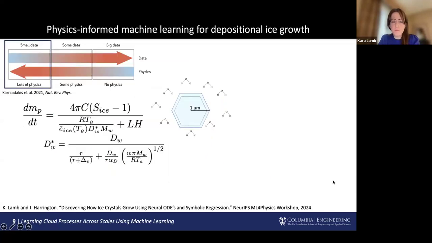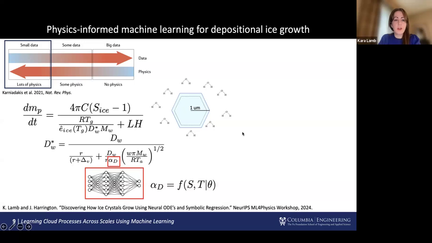And so since we think we have a pretty good understanding of this model and we don't have a lot of data, I'm going to start with this ordinary differential equation and then only try to learn the functional dependence of that deposition coefficient parameter by replacing that with a neural network. And so that neural network is going to be effectively a function that is taking in the saturation and temperature, and then given the weights of the neural network, it's going to predict a value for alpha.